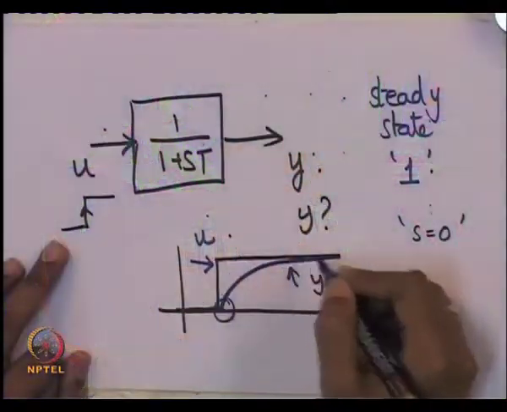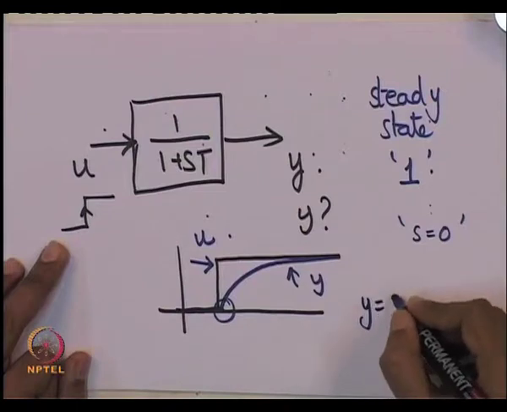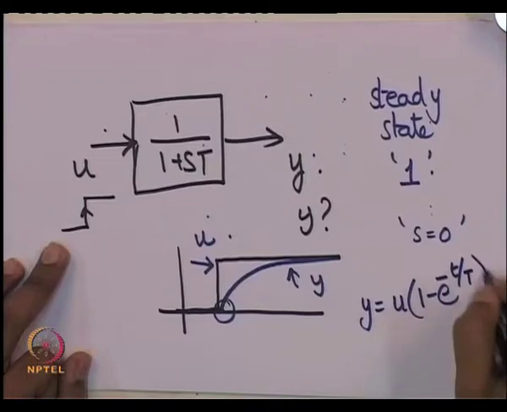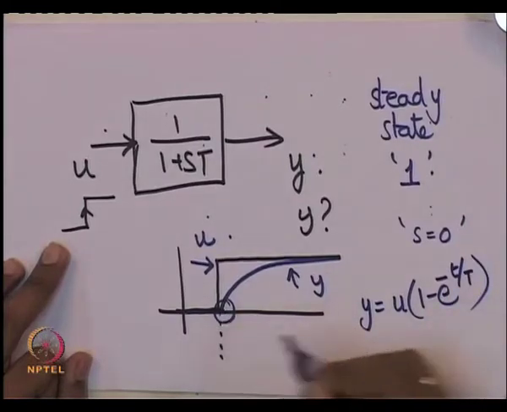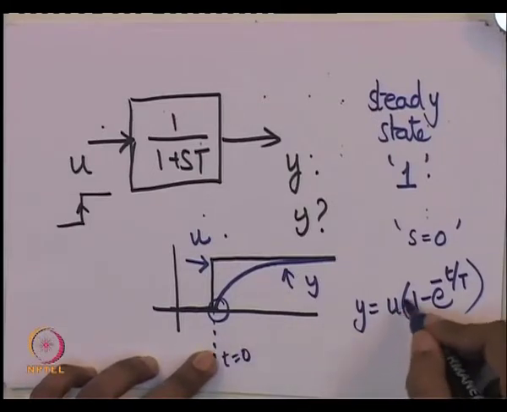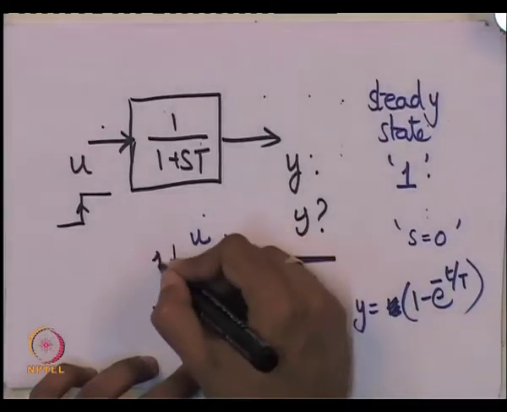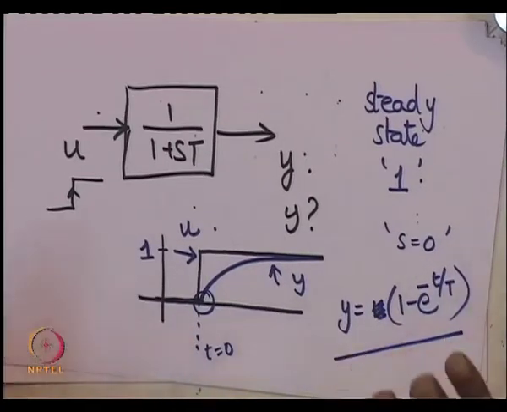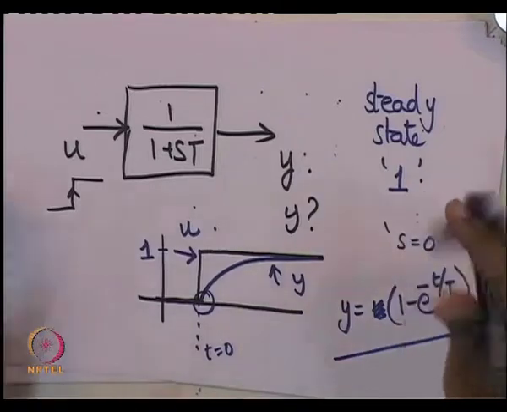Okay. Now, what is the nature of this curve? In fact, you will find that y is equal to u times 1 minus e raised to minus t by capital T. So, if this step occurs at time t equal to 0, Okay, so this is a step change of magnitude 1 occurring at time t equal to 0, the response is like this. The time constant T appears here in the response. Okay. So, it is a good idea whenever you come across any transfer function block, you should be able to correlate it with its time response under various test inputs.